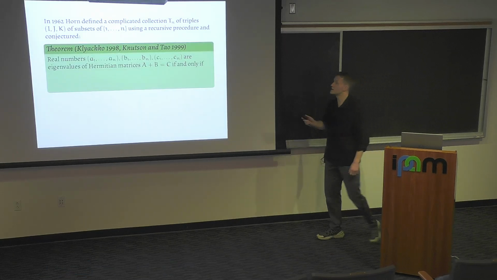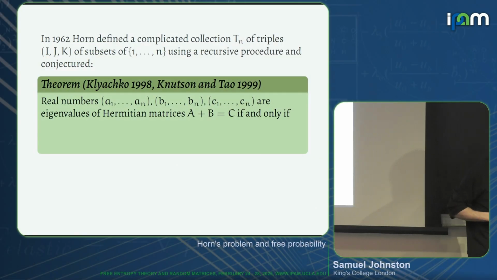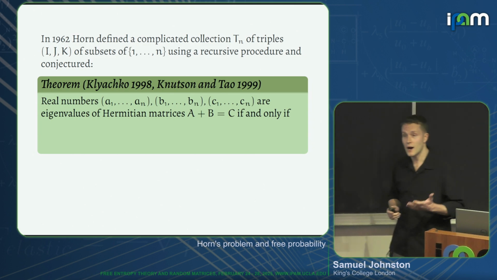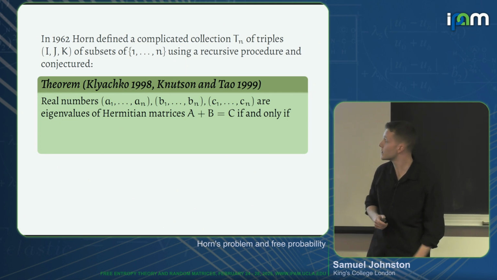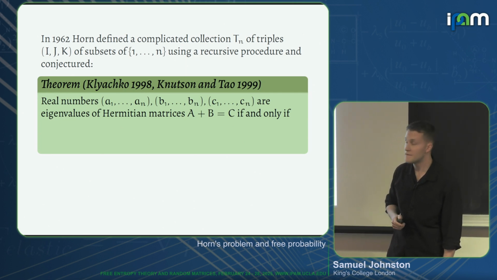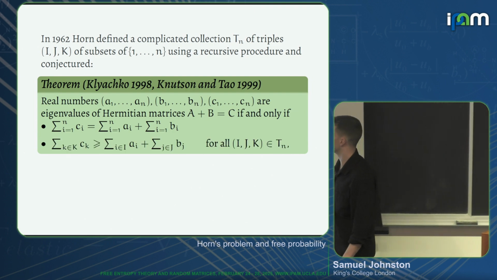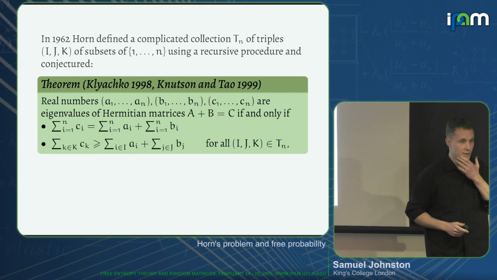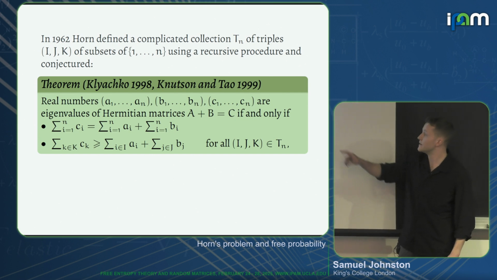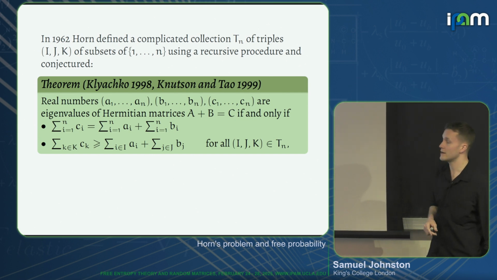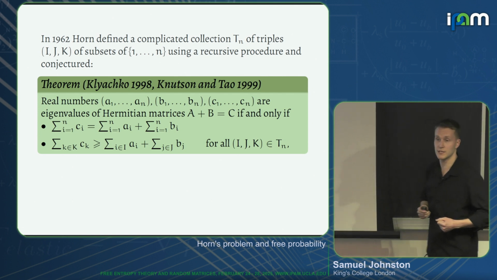Namely, Horn conjectured this result, which was proven in a culmination of works in the 90s by Klyachko and finally Knutson and Tao. Namely, that a bunch of real numbers a_i, b_i, and c_i are the eigenvalues of Hermitian matrices satisfying A plus B equals C, if and only if their traces match up and all of these inequalities are satisfied. So these inequalities are a necessary and sufficient condition for these c_i to be the eigenvalues of some Hermitian matrices A plus B.